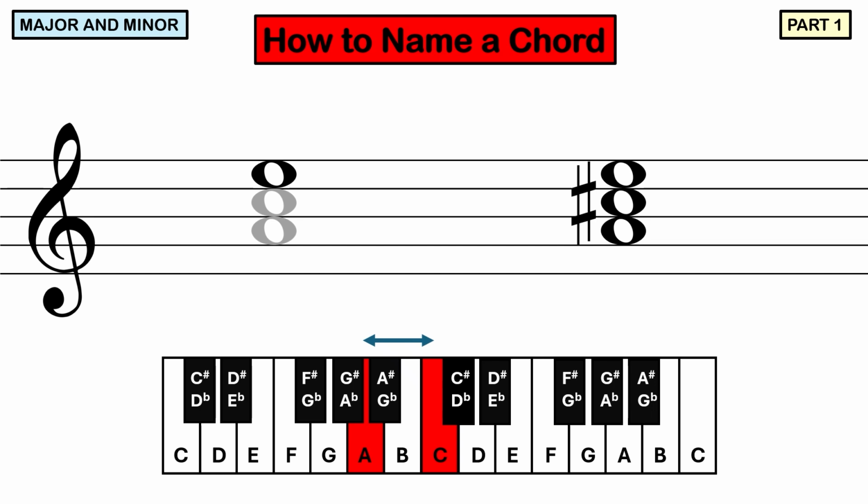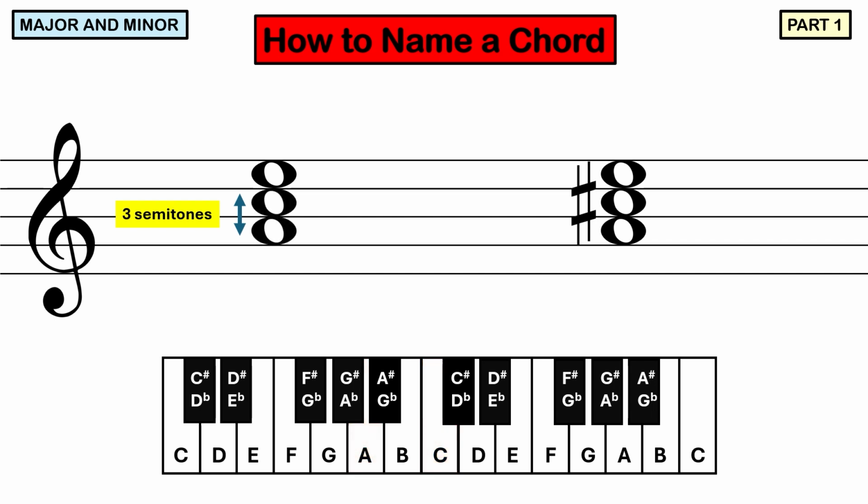The lowest note is an A and the next note up is a C. Let's see how many semitones there are. We're going to start on the note A. We move one semitone right to A sharp. We move another semitone right to B. And we move a third semitone right to C. Therefore, the distance between A and C is 3 semitones. Let's show this on the chord.